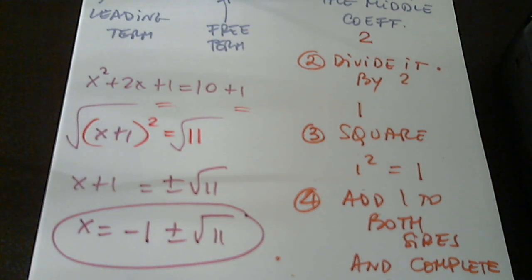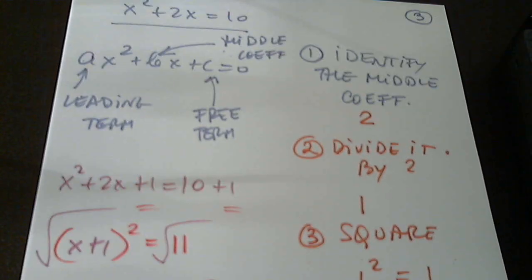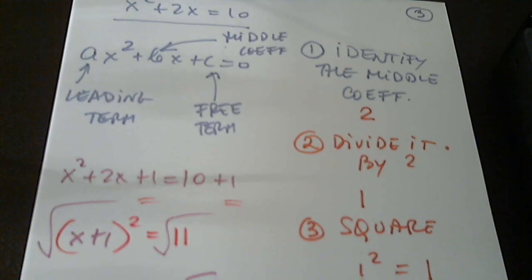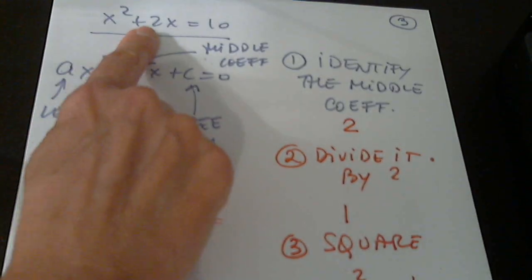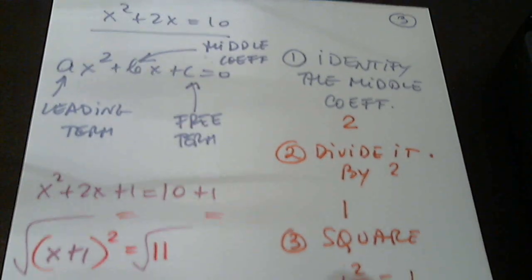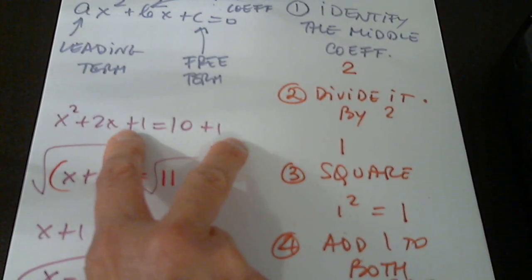Now we have all 4 methods. Any questions on this last method? Any questions? So identify the middle coefficient, divide it by 2, square the result, and this is what you have to add to both sides.